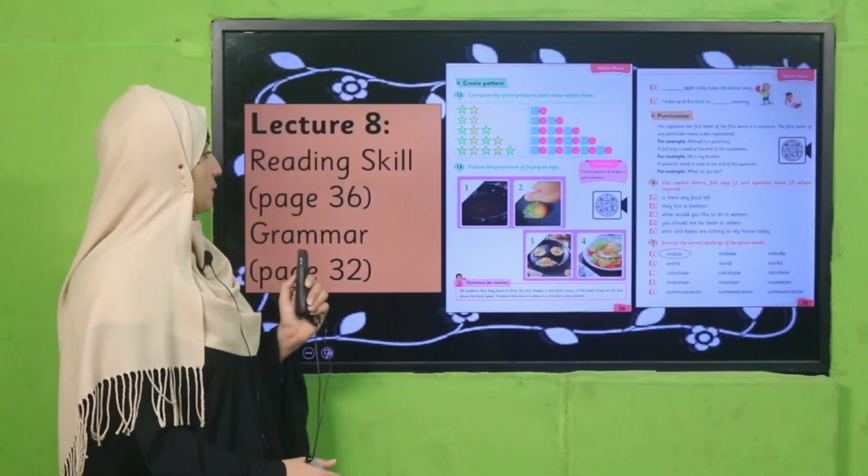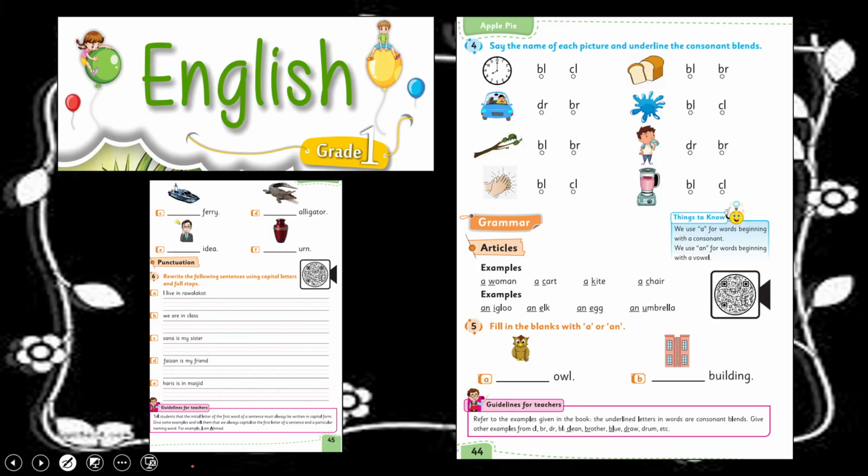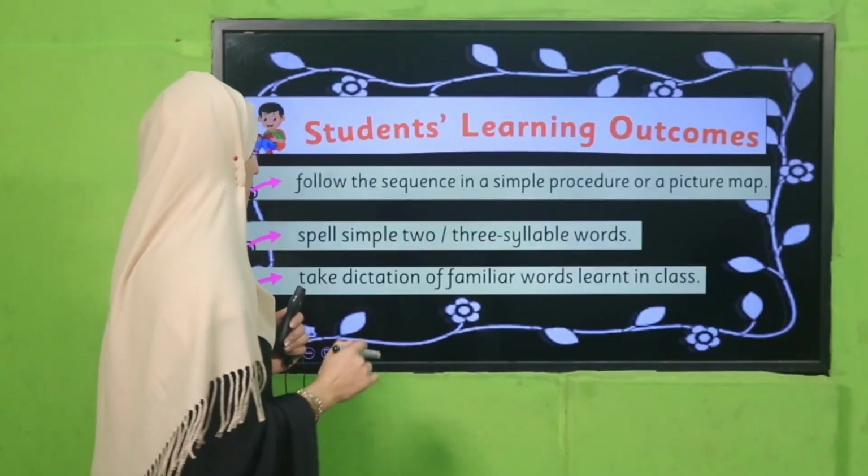In today's lecture, we will learn about reading skills under the title of grammar on pages number 32 and 36. Okay, my dear students, we will learn about reading skills and we will cover these two pages and different questions are there. Before, in English for grade 1, we already learned about punctuation, articles, and we also covered consonant blends. We learned a lot about our reading skills. So today we are going to learn more about it.